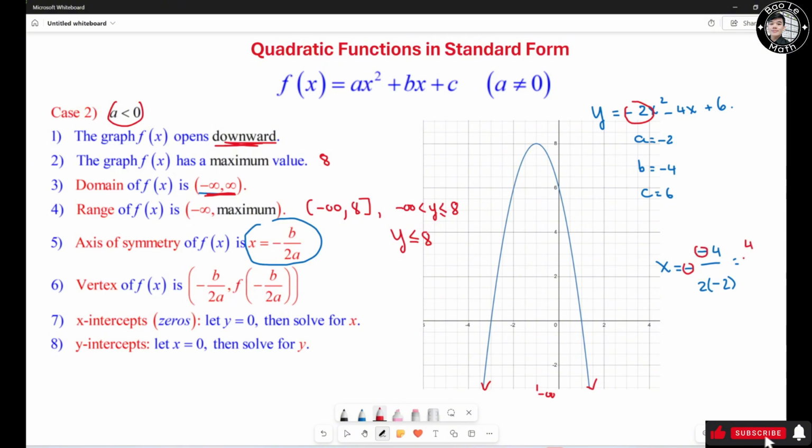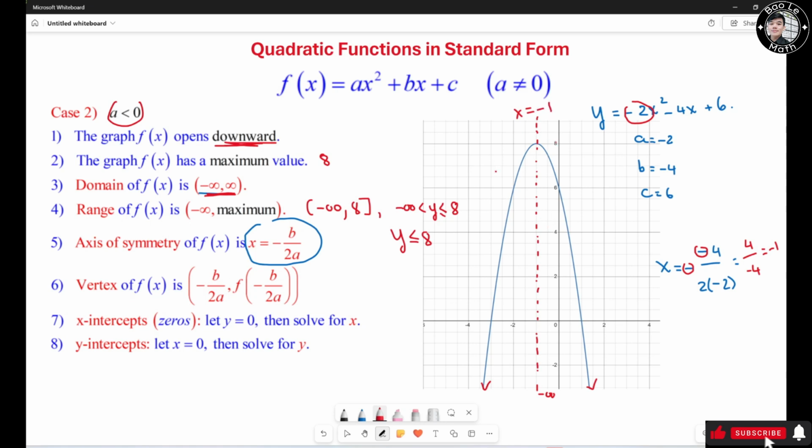So it's going to be 4 over 2 times negative 2, which is negative 4. So the answer is negative 1. So the axis of symmetry is x equals negative 1. It could be right here. Keep in mind, the axis of symmetry is the line that splits the graph into 2 halves.